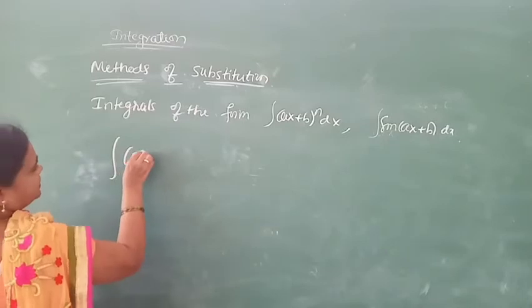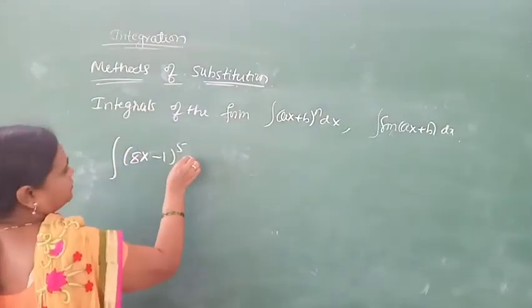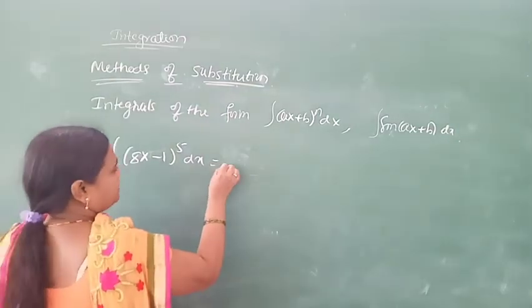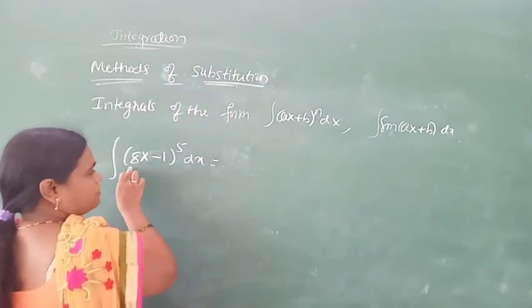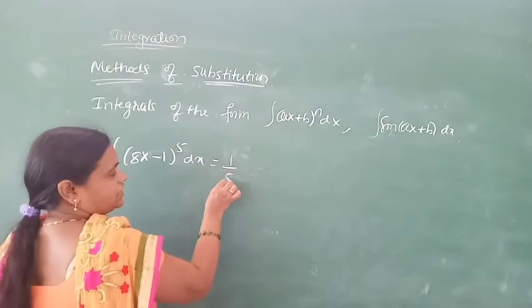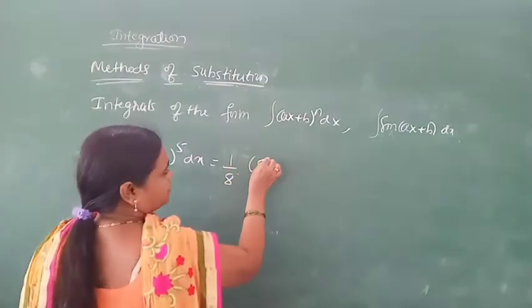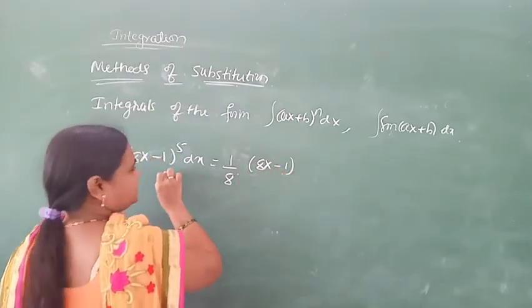Next example is integration of 8x minus 1 to the power 5 dx. Correct. Just concentrate on what I explained here. X is multiplied by what? 8. That one we are taking as the denominator. Just now I explained. And 8x minus 1 we are taking as what? It is t. T to the power 5.